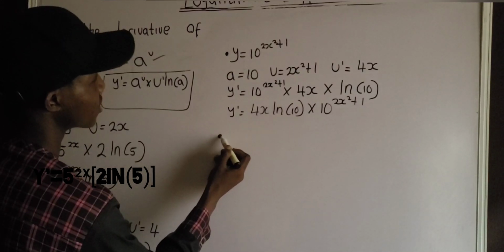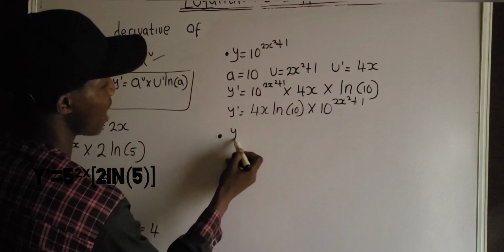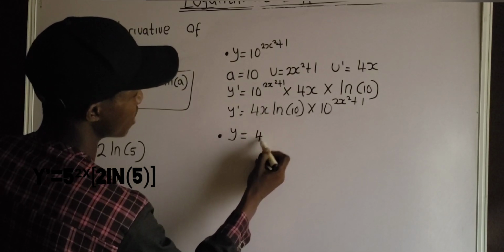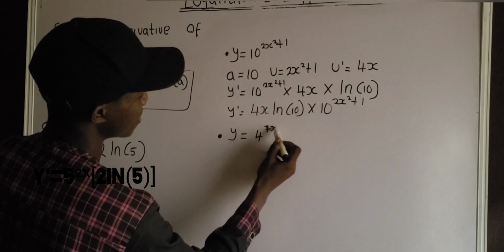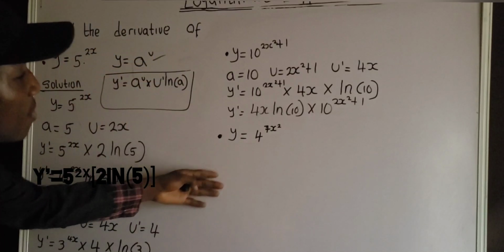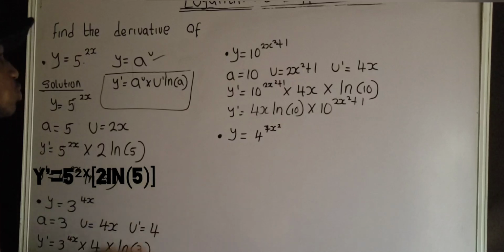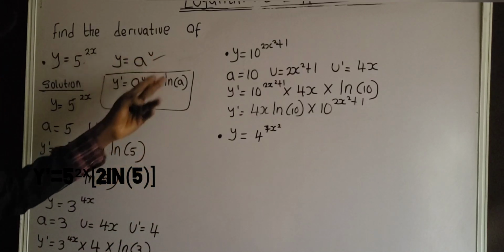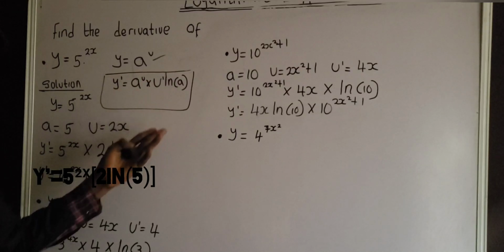Okay, you can try this. Find the derivative of y equals 4 raised to the power of 7x squared. You can try this using the same approach. Okay, you just have to identify your a and u. After that, you find the derivative of u, then substitute it into this formula, as you can see.